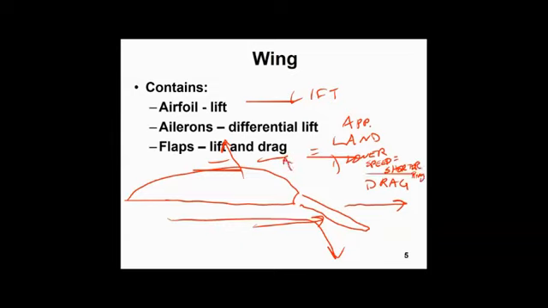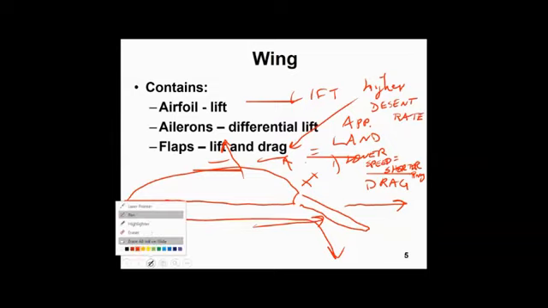And if we have more drag and we point the nose of the airplane down, that means that we're going to be able to have a higher descent rate. Which, if we're coming into land, sometimes we like to have higher descent rates.